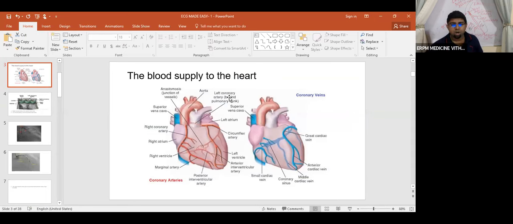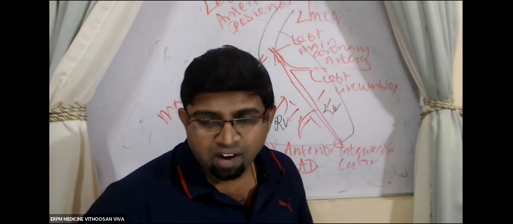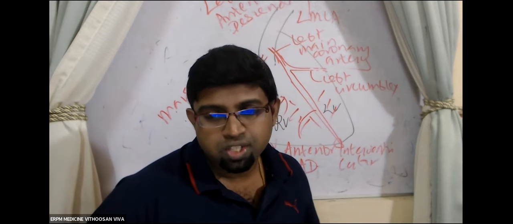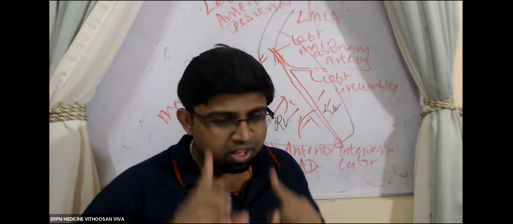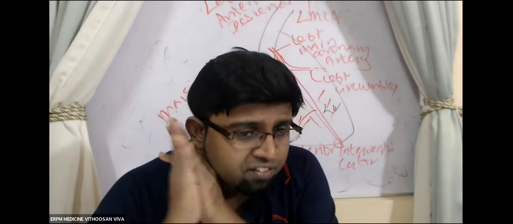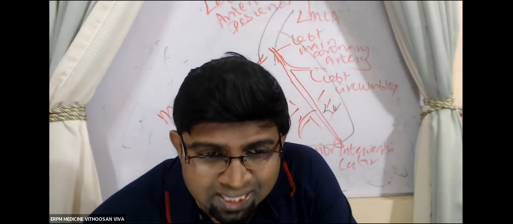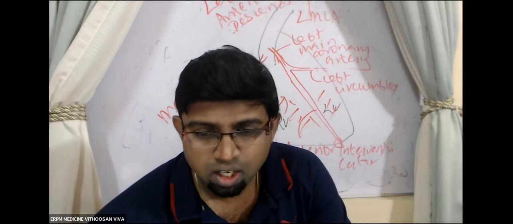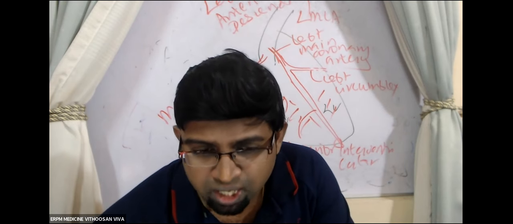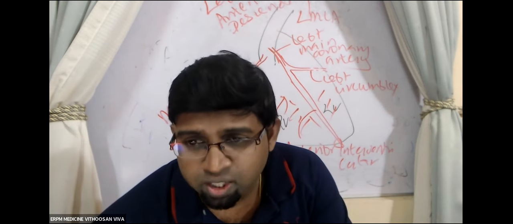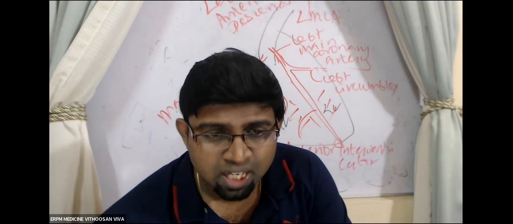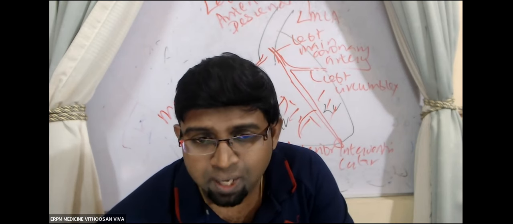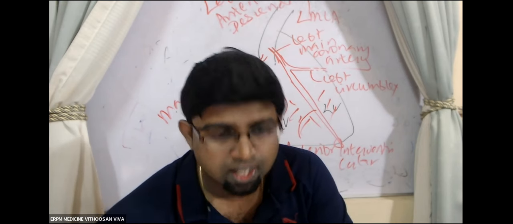The very important point, that's the clinical significance, and today in the second part of the class, we are going to discuss a case scenario also. So remember this point: the right coronary artery is the one supplying the conduction system of the heart, your SA node and AV node. This right coronary artery is supplying the conduction system of the heart.